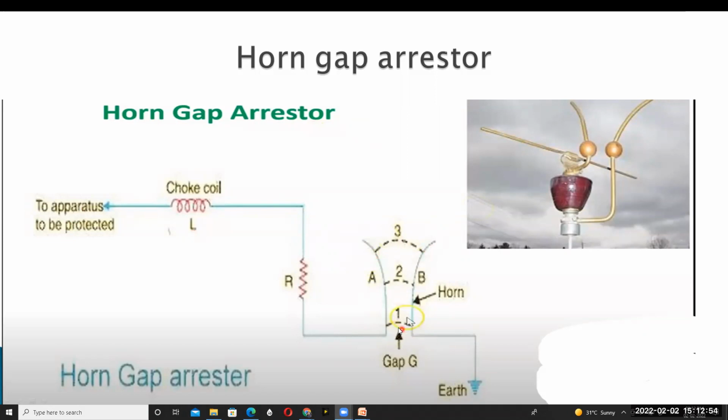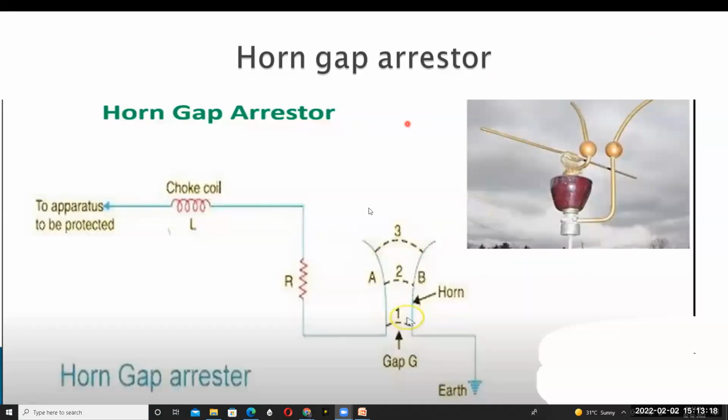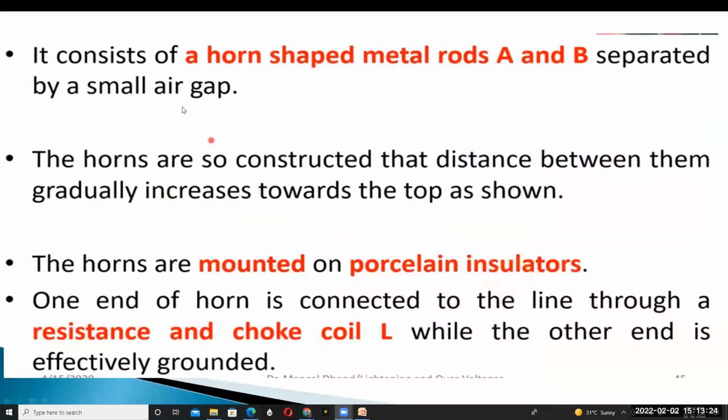In this gap, there are three different types of gaps. First, a smaller distance, second, a medium distance, and third, a larger distance. This is how the HV gap is constructed. It consists of horn shaped metal rods A and B separated by a small air gap.